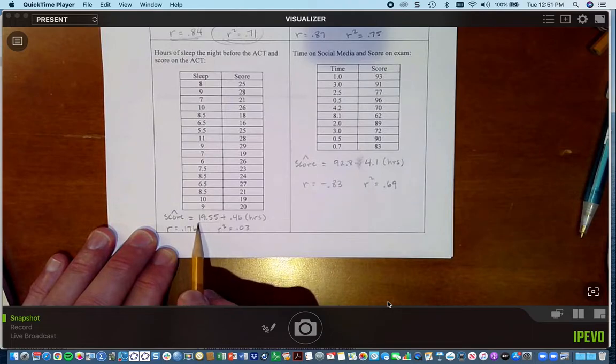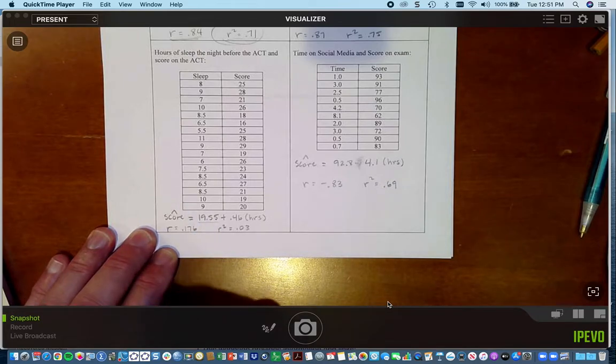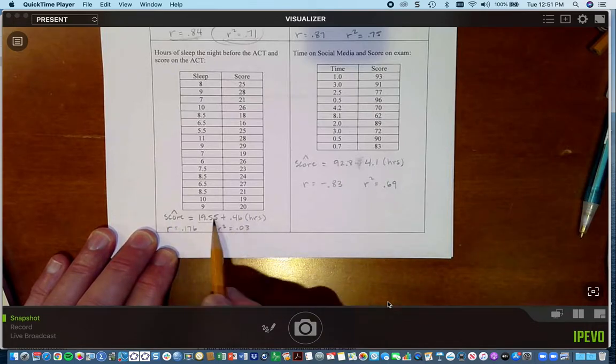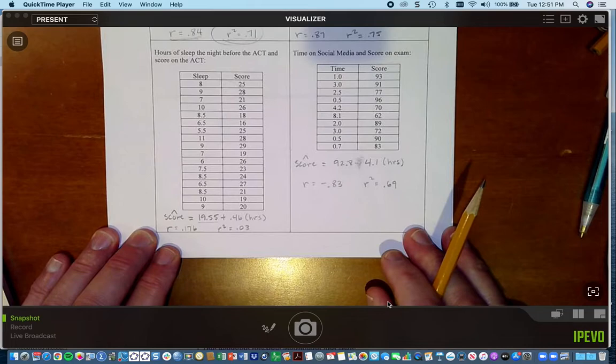And in fact, when I did this in high school, one of my students said, all I have to do is stay awake all night and I can get a 19.5. And that's not really what we're saying. There's not a very good predictor here. And we're not saying that the number of hours of sleep is going to cause your score. All right.